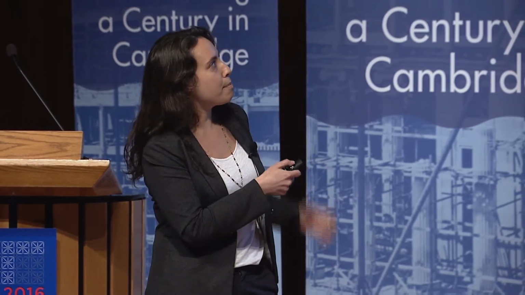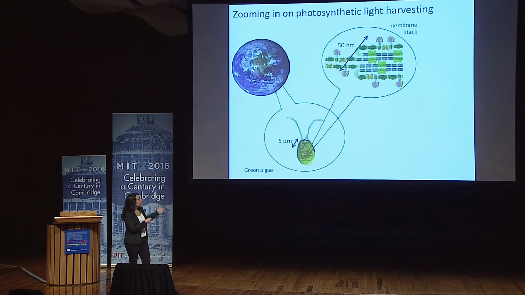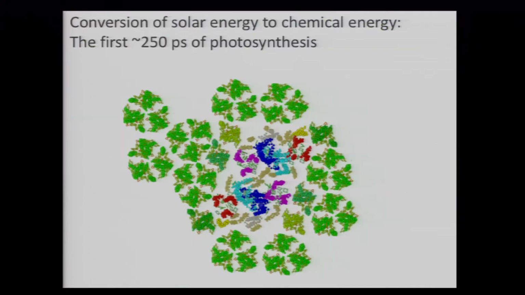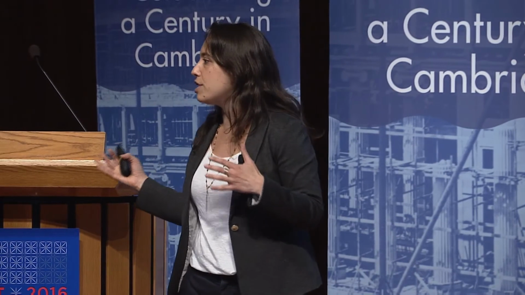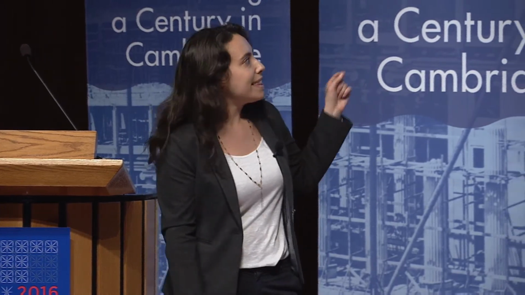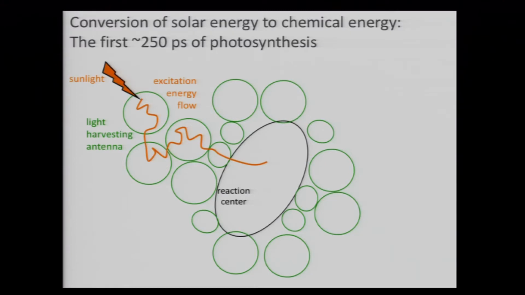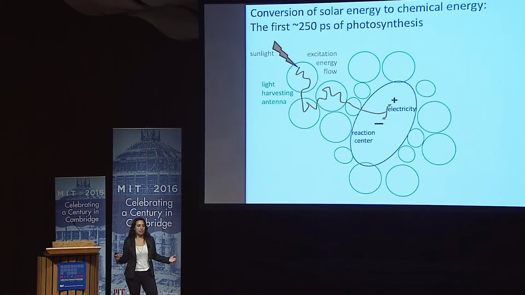Within the algae, there are these membrane stacks. And if we rotate and look top down on the membrane, we see that there's this protein network. Now, this protein network is responsible for the conversion of solar energy to chemical energy, the first 250 picoseconds of photosynthesis. So we can think about how this molecular machinery works by taking a simpler picture. And there's basically two pieces. There's a light harvesting antenna and the reaction center and associated proteins. Now, initial absorption of energy in photosynthetic systems occurs primarily in the antenna. And then this energy flows through this protein network to the reaction center where electricity is generated.